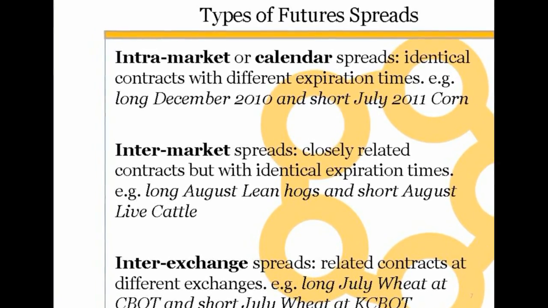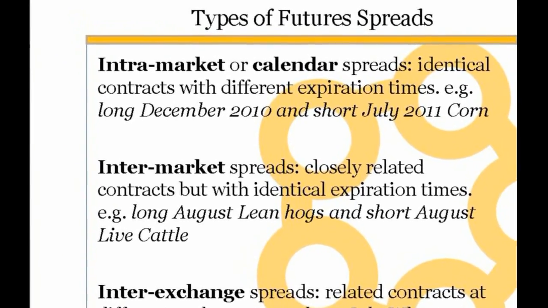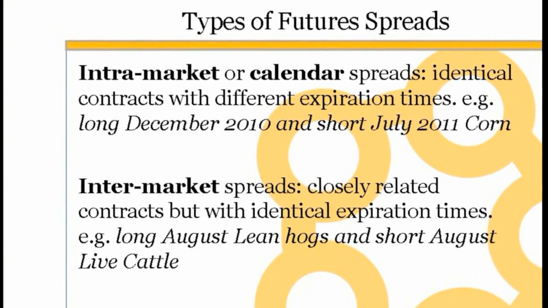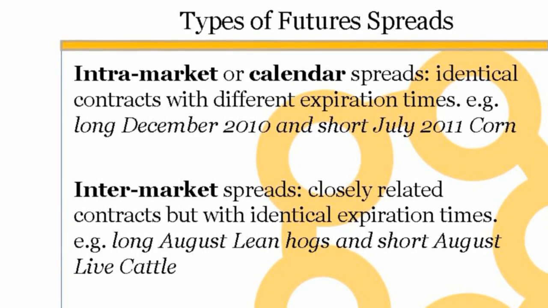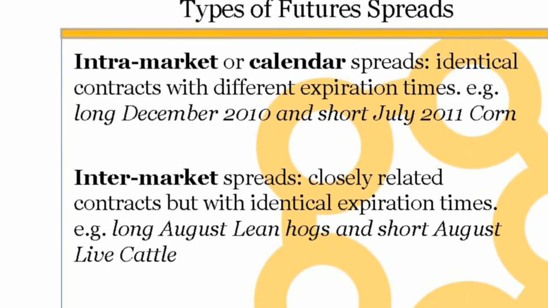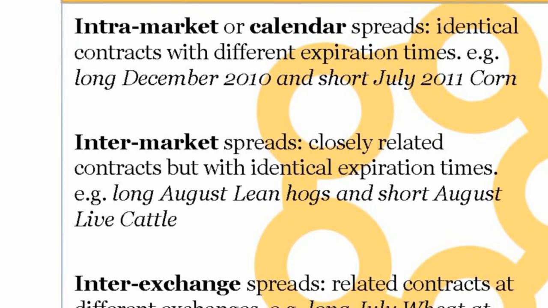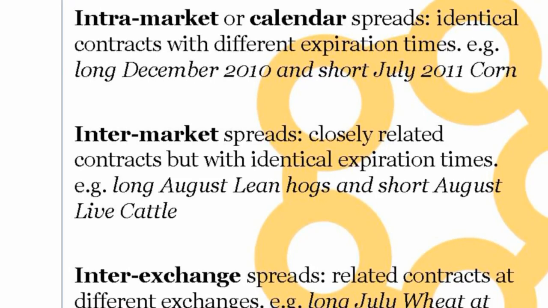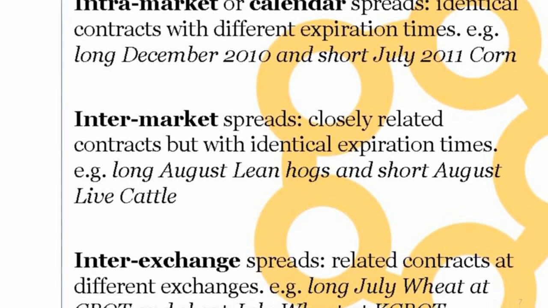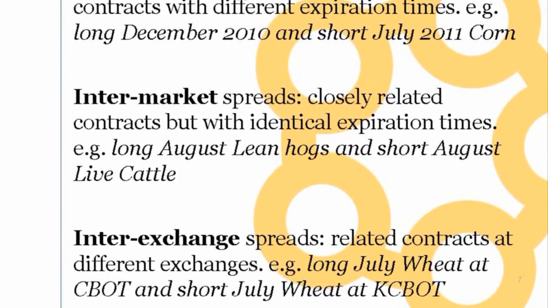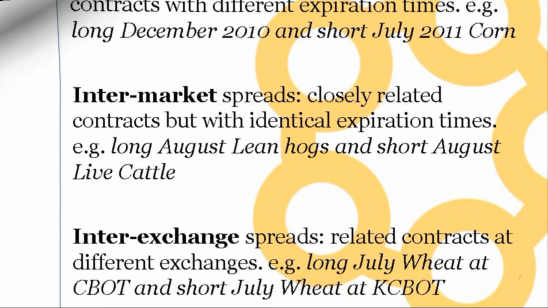The first type is intra-market or calendar spreads. These are identical contracts with different expiration times. The second type is intermarket spreads, which are different but closely related contracts listed on the same exchange and have identical expiration times. And the third type is inter-exchange spreads, which are related contracts but are listed at different exchanges.